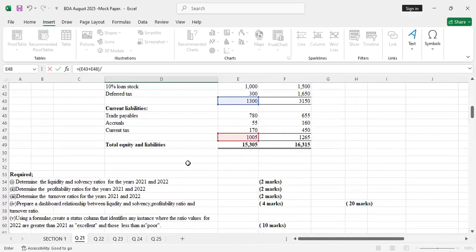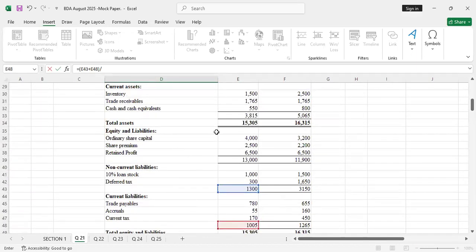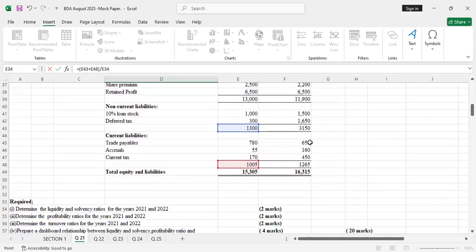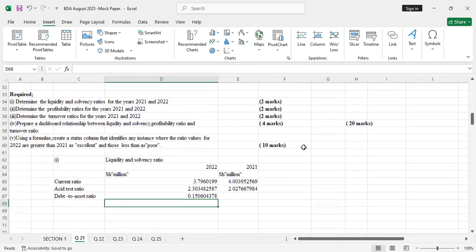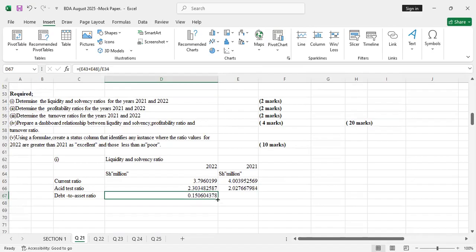My total assets, I think it's given directly. Total assets is here, this one. So you divide by that, then you enter. Once you enter that for 2021, you just drag, and it will have copied the formula.